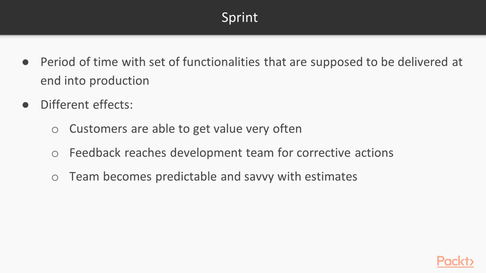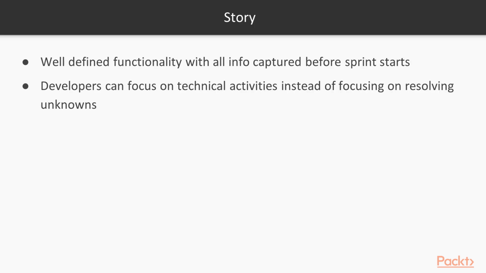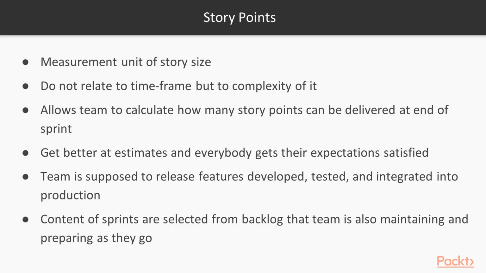Customers are able to get value very often. Feedback reaches the development team every 2 weeks so that corrective actions can be carried out. The team becomes predictable and savvy with estimates. A story is a well-defined functionality with all the info for the development team captured before the sprint starts. So once we start the development of the sprint, developers can focus on technical activities instead of focusing on resolving unknowns in these features.